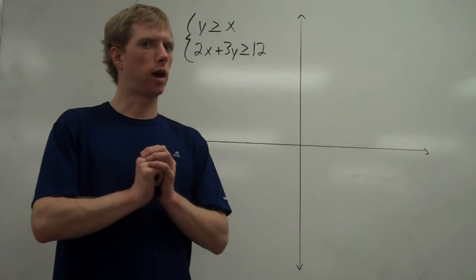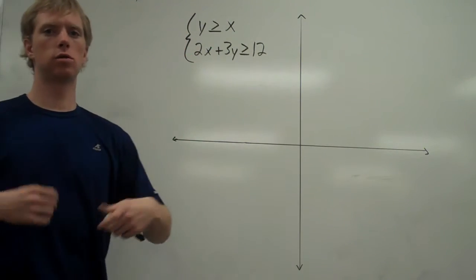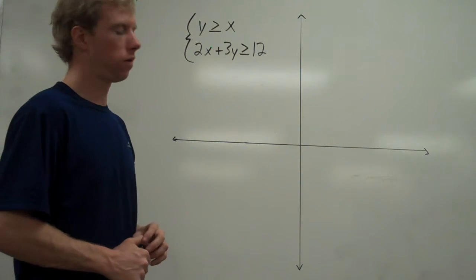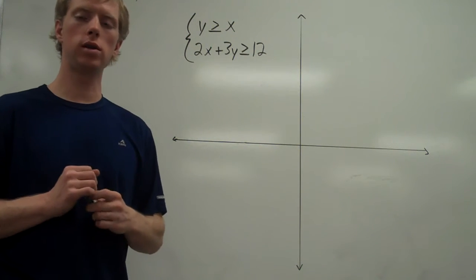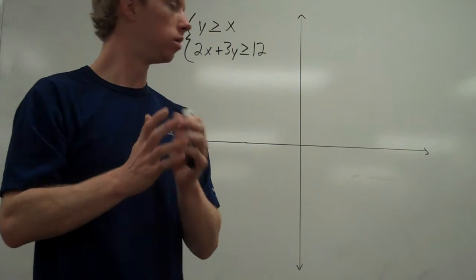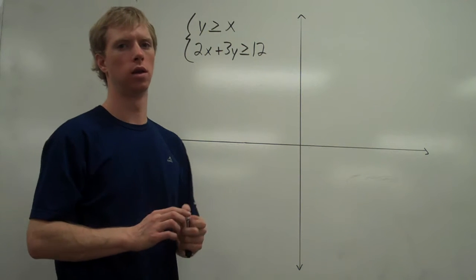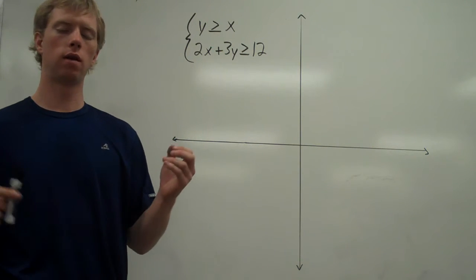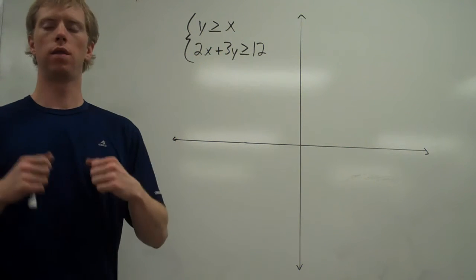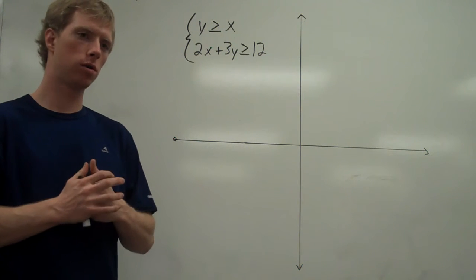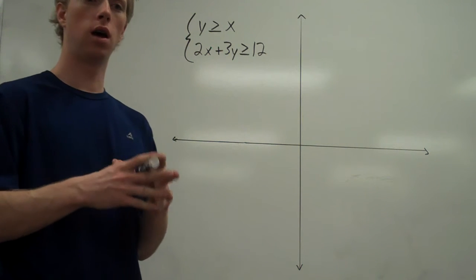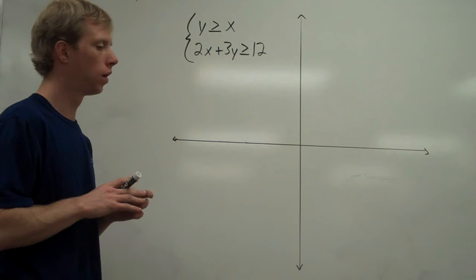Guys, now what we're going to look at is graphing a system of inequalities. Here we have two inequalities. We just need to graph both of them on the same coordinate plane. Now, just like when we had lines, the intersection was the solution. Here, the overlapping shaded region will be the solution. So sort of the intersection of the shaded regions.